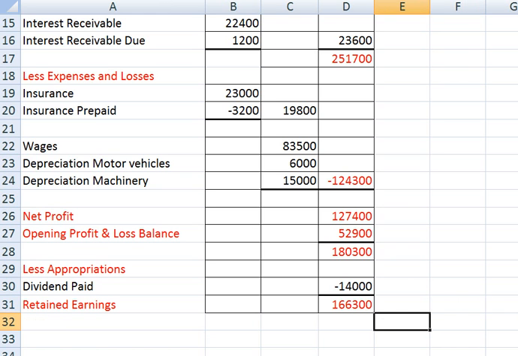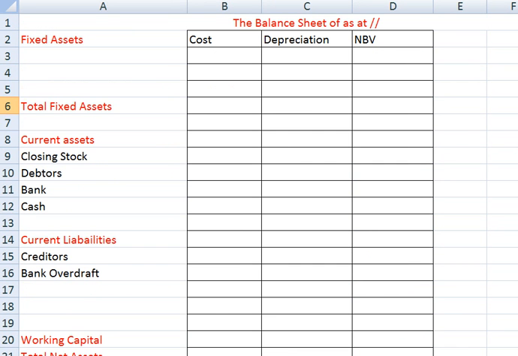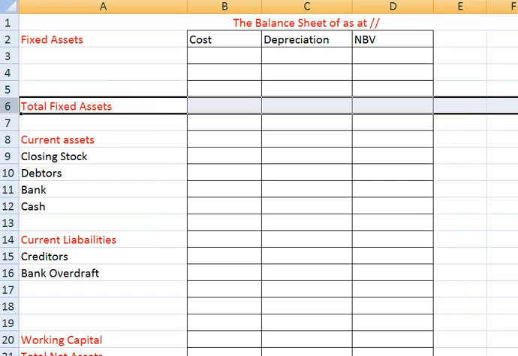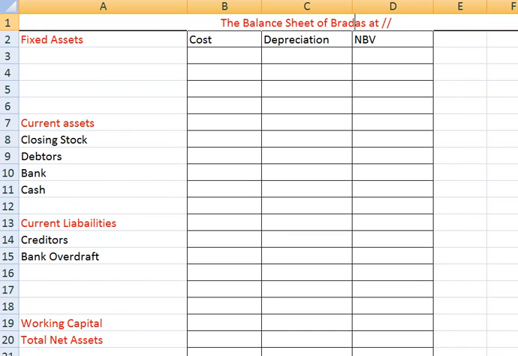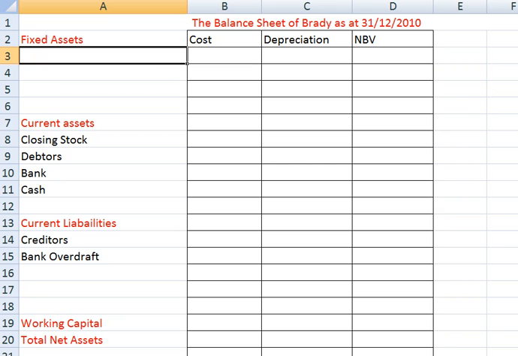Moving on then to the balance sheet. The balance sheet is a snapshot of the financial health of a company on a particular day. Therefore the balance sheet title is different to that of a trading profit and loss. So this is the balance sheet of Brady Limited as at or on the 31st of the 12th, 2010. And the first section in the balance sheet is fixed assets. Those long-term assets that the company owns. Now I can see in this question that they have 3 fixed assets. They have buildings, and the cost in those buildings is 285,000.